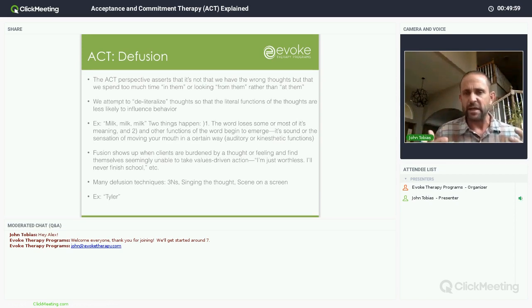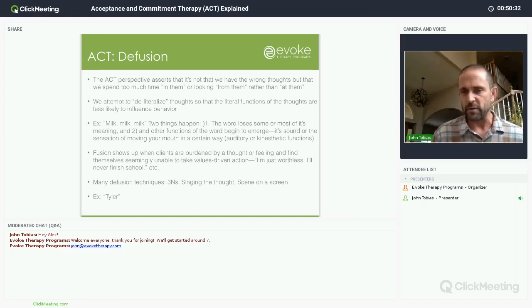But diffusion is this idea of helping a client see that a thought is just a thought, and a thought consists of what we call, from the ACT perspective, internal verbal behavior. It's just words that we've associated together and given meaning, and typically we've given that word or phrase so much meaning that it's dictating our lives in an unhealthy way. It's driving unhealthy behaviors.